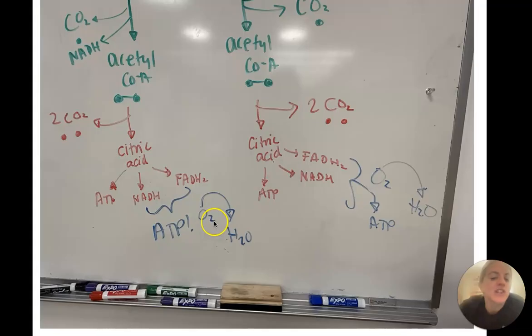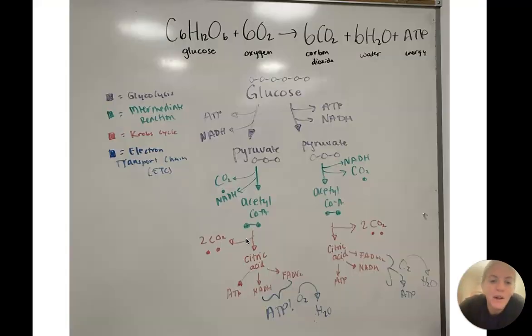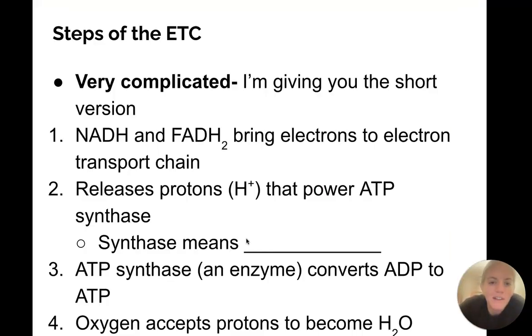At the end of the chain, oxygen is the final electron acceptor. That's why we need oxygen to do this step. And once the oxygen accepts those H+, it's going to become H2O, which is water. So that's where the last step comes in. Now, the electron transport chain is very complicated. So I'm really just giving you the short version, but here it is again in words.